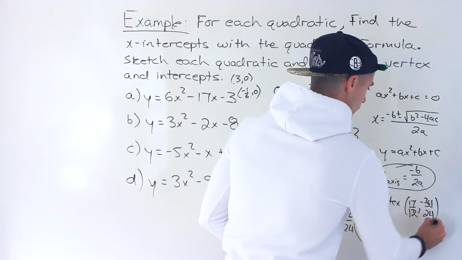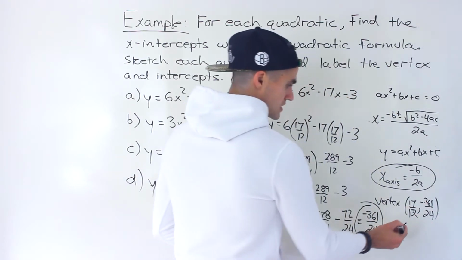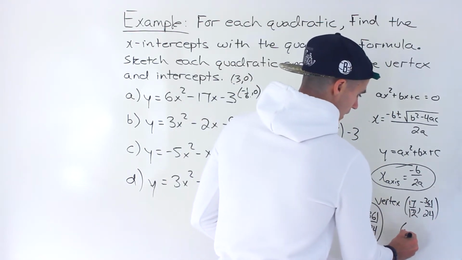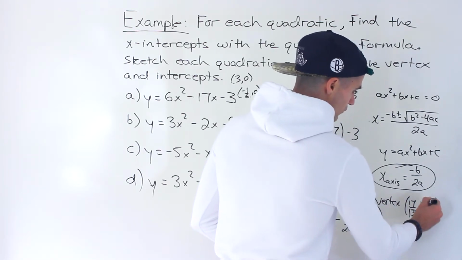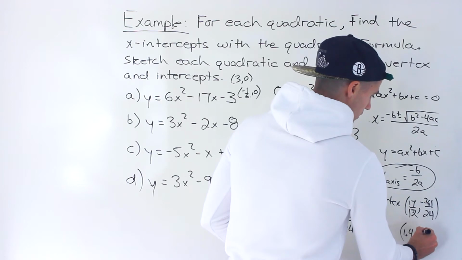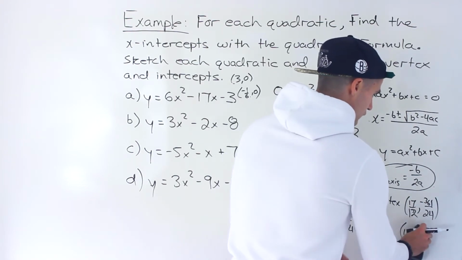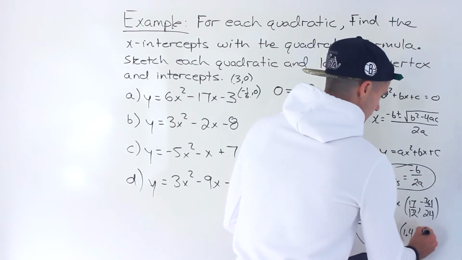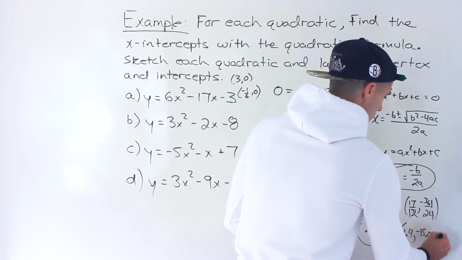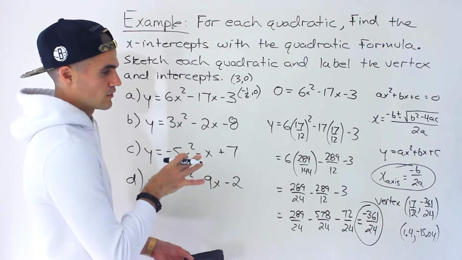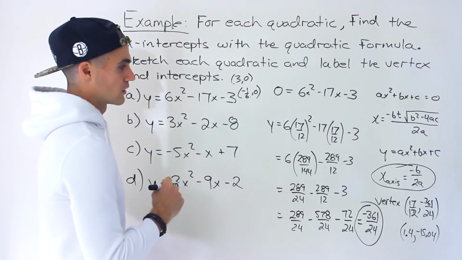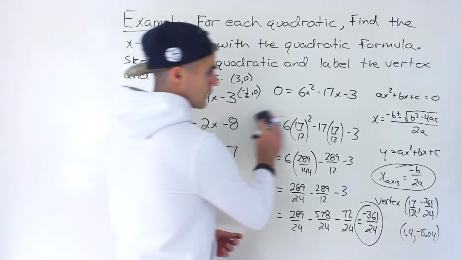Now, if you don't want to work with fractions, you could also convert these to decimals. So 17 over 12 would be approximately 1.4, and negative 361 over 24 would be approximately negative 15.04. Just if you want to use decimals to see where it goes on the graph a little bit more clearly. So now we have enough information.